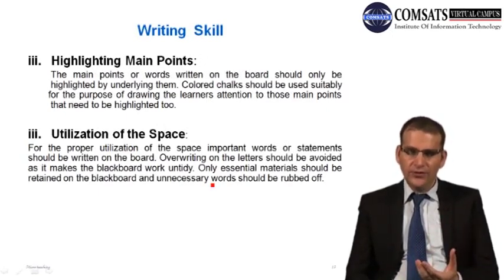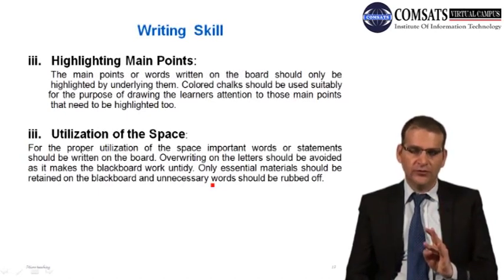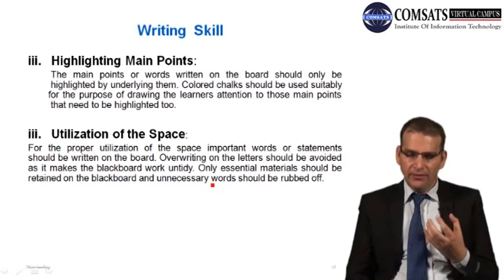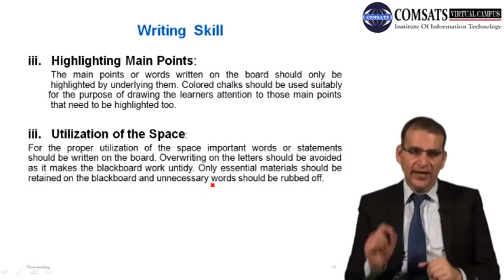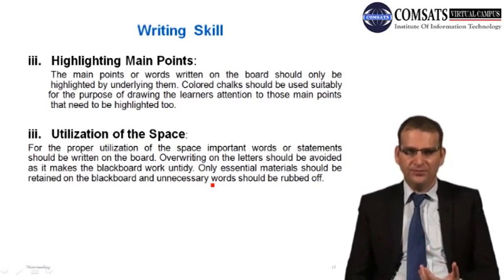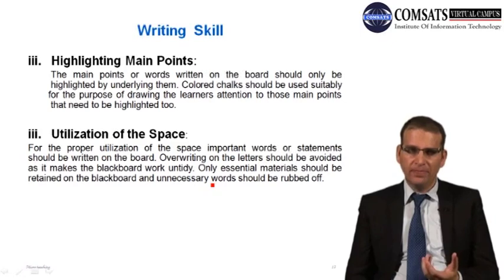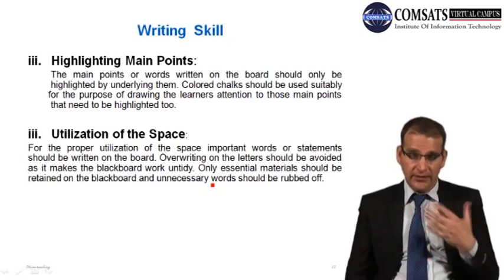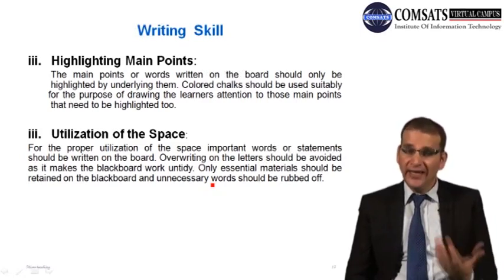Highlighting the main points, of course. We are talking about skills for blackboard or whiteboard writing. The main points or words written on the board should be highlighted by underlining them. You can underline them. That underlining means that this is an important point. Or, I told you earlier, you can use multicolored chalks. Multicolored markers could be used. So that is used for highlighting. Like in your computer now, when you type, you highlight things.